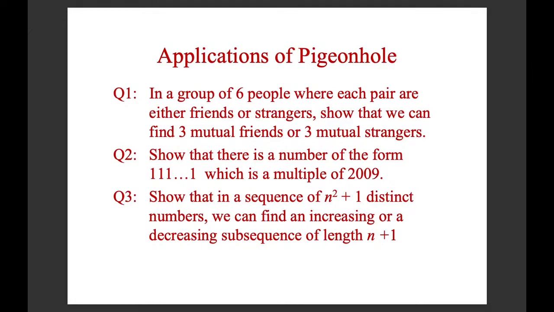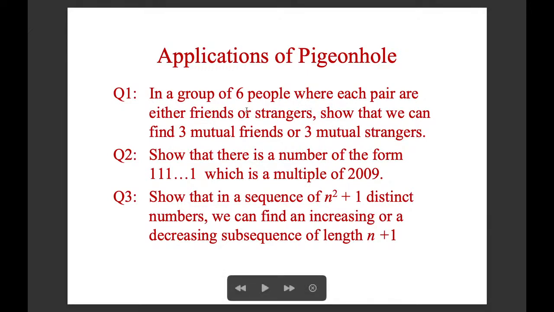A couple of interesting examples are here. For instance, in a group of 6 people, where any pair will either be friends or enemies of each other, we are claiming that we can find 3 persons who have the same type of relationship. So we may find either 3 mutual friends or 3 mutual enemies, or friends or strangers here.